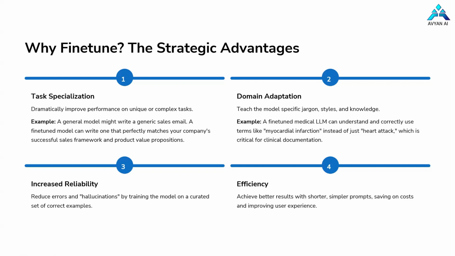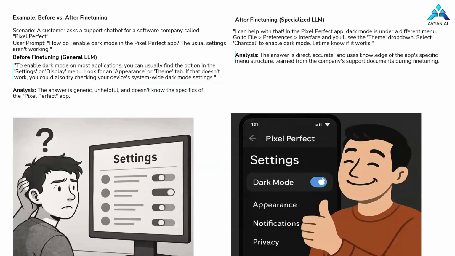Then, increased reliability. Since you are going to train on your particular documents, the hallucinations will go down drastically, and efficiency also increases. You can get the answers with very short, simple prompts instead of giving lengthy prompts. So this is the kind of advantage you get when you fine tune a model.